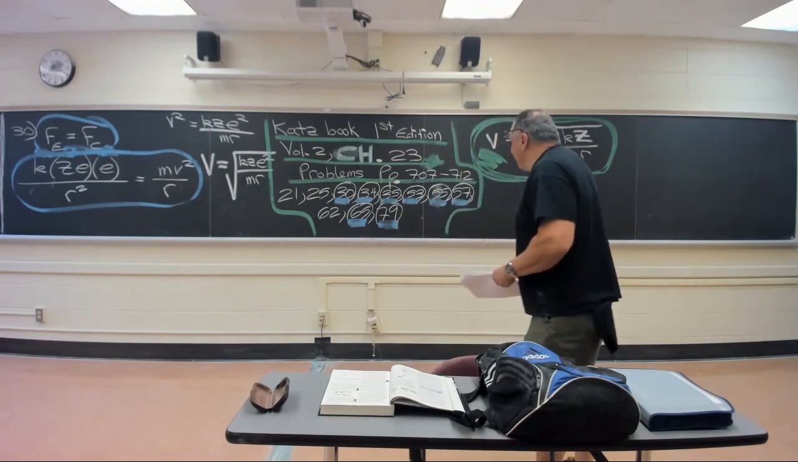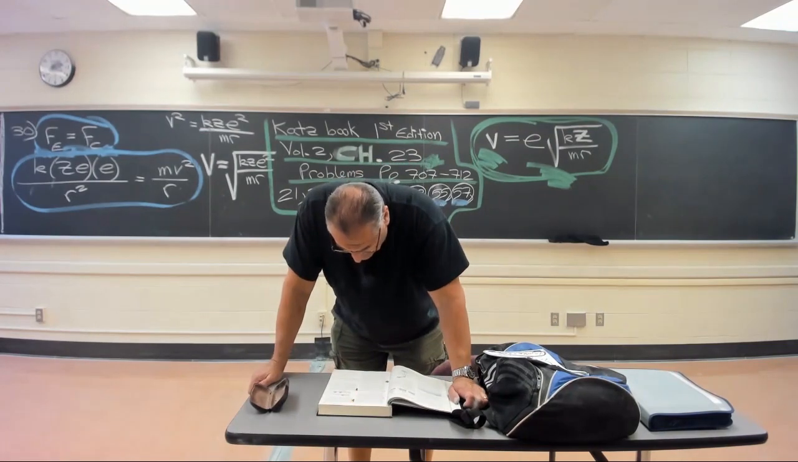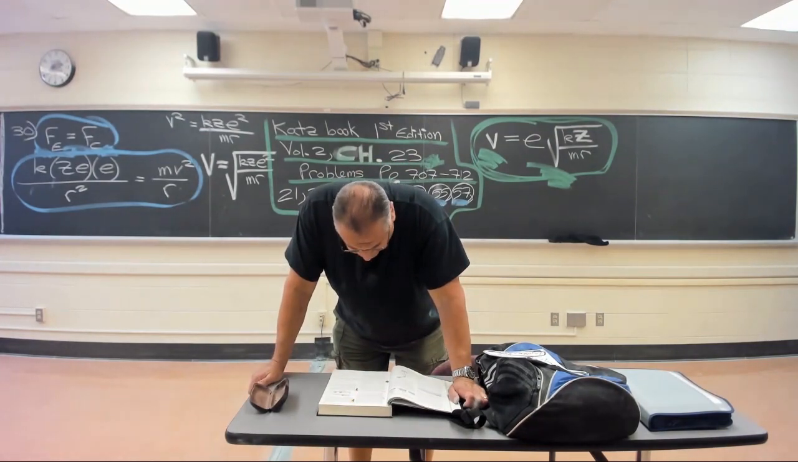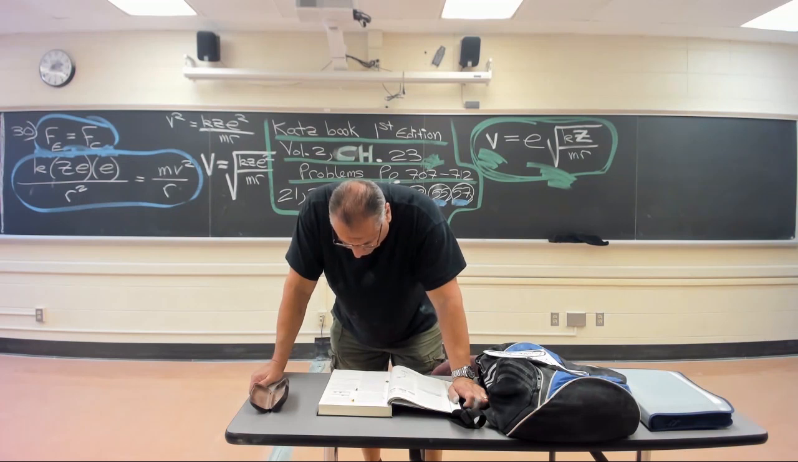For problem 34, they talk about a spring system here and figure out what's going on. Number 34: one end of a light spring with force constant K equals 125 newtons per meter is attached to a wall, and the other end to a metal block with charge QA equals 2 microcoulombs on a horizontal frictionless table. A second block with charge QB, negative 3.6 microcoulombs, is brought close to the first block.